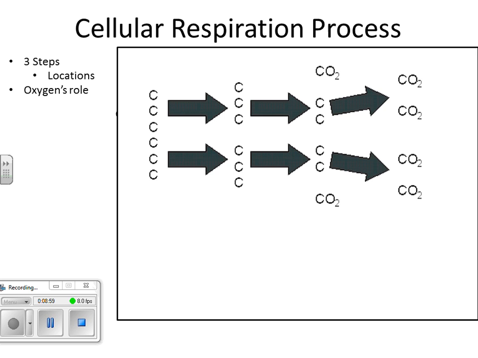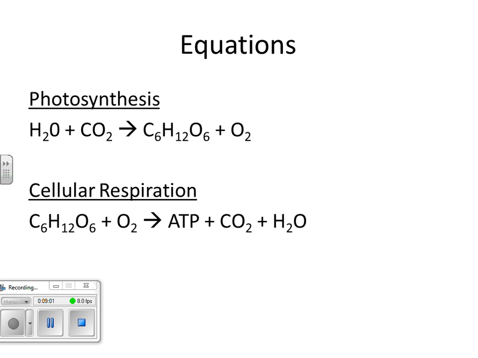So, for summary, here are some equations to write down overall. The equation for photosynthesis: we take water and carbon dioxide, and that yields glucose and oxygen. Cellular respiration is just the opposite. We take glucose and some oxygen, and we slowly break it down to form ATP, carbon dioxide, and water. The only difference is the ATP stuck in here, where we don't really have it in photosynthesis.